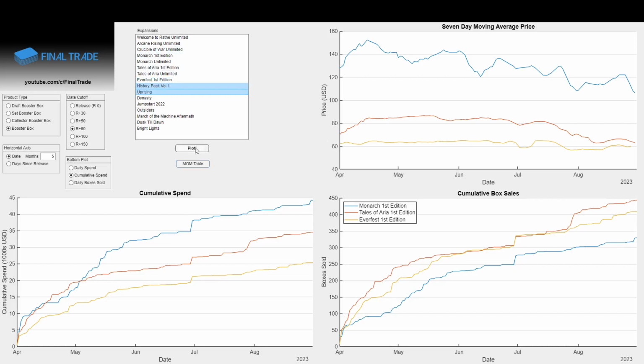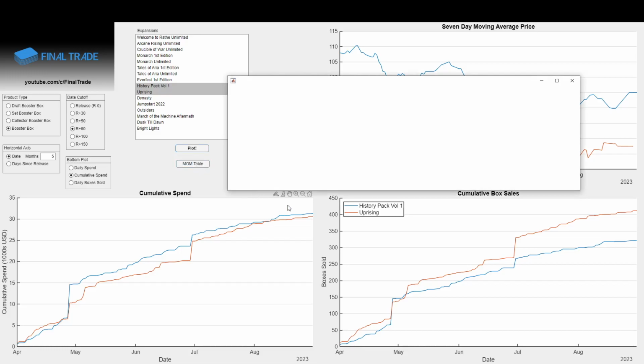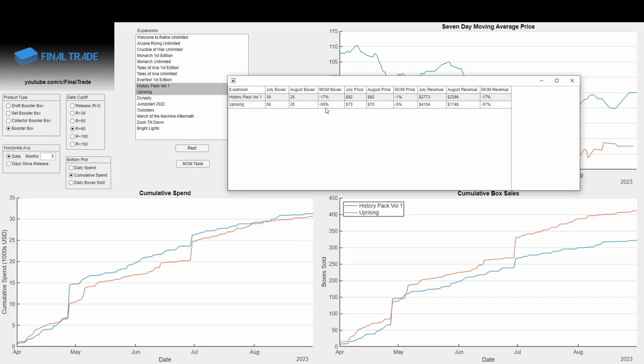So I will throw History Pack Volume 1 and Uprising onto here. And of course, History Pack has come down a bit, Uprising being a newer set with potentially unlimited printing and no first edition versions, and coming a bit later. Again, really did not enjoy that price appreciation earlier this year. If we come over to the month over month table and give it time to load, there we go. Both of them seeing drops in sales, but again, low bases.